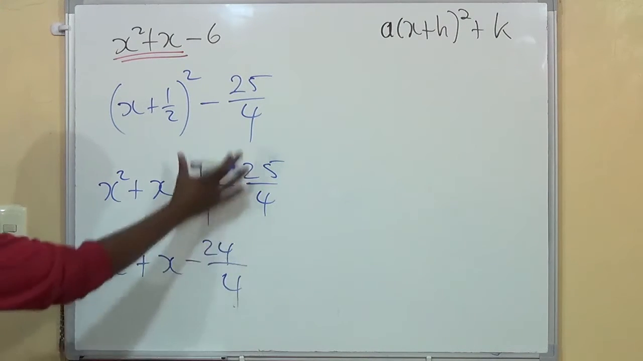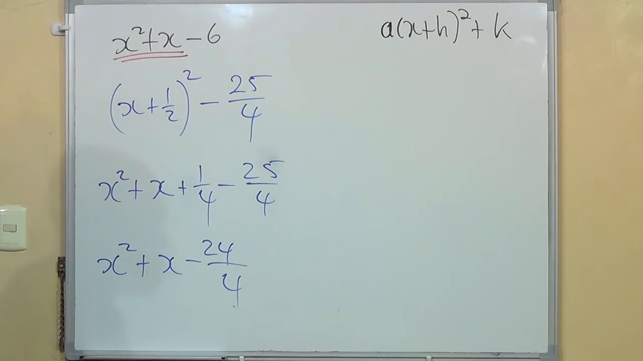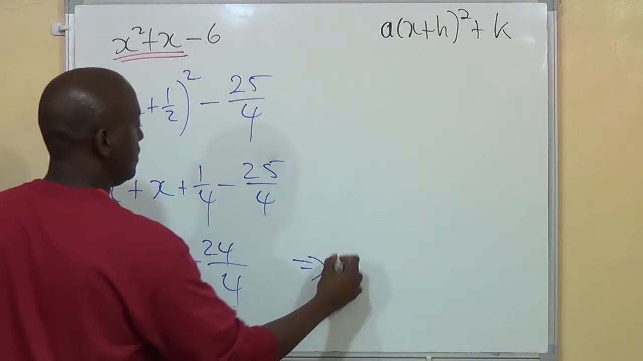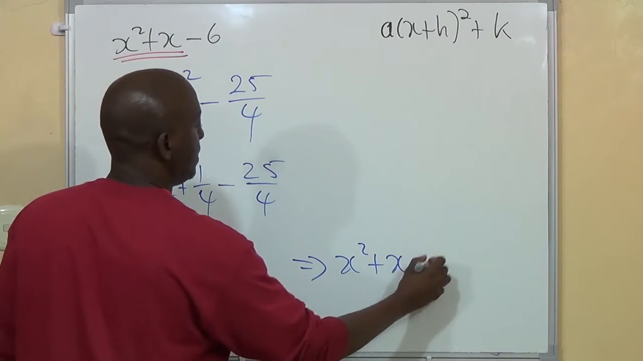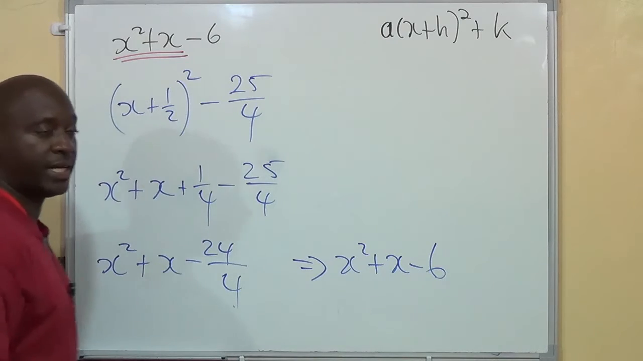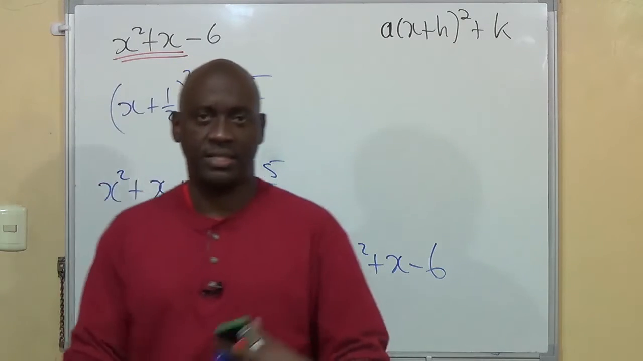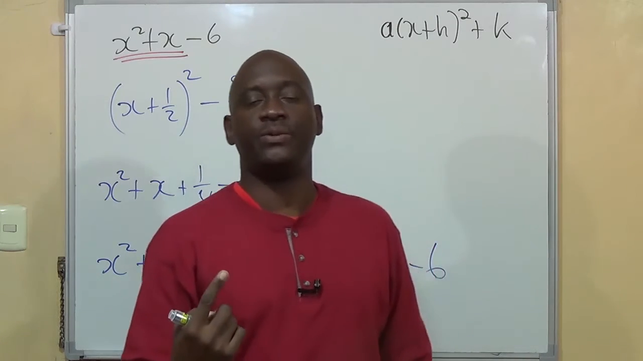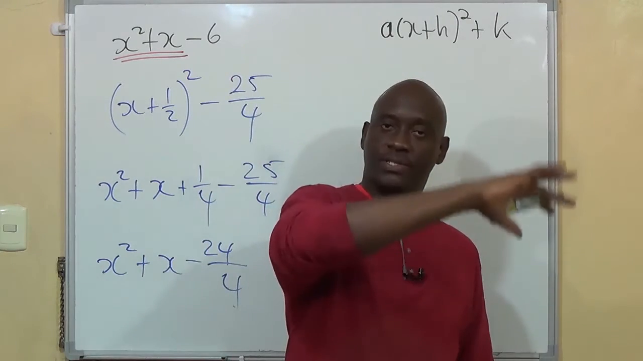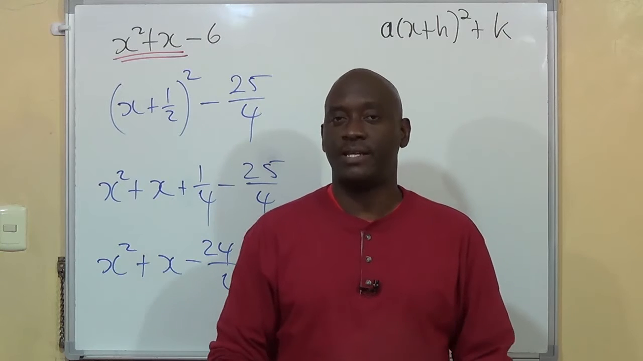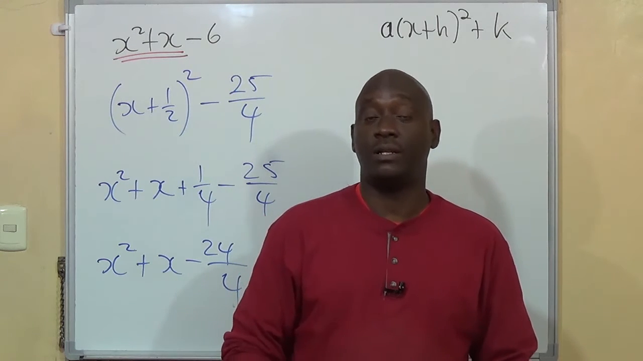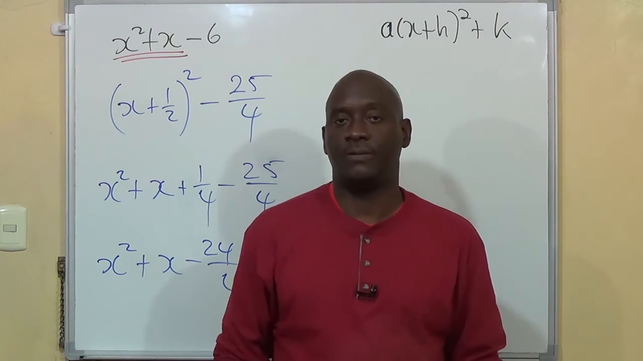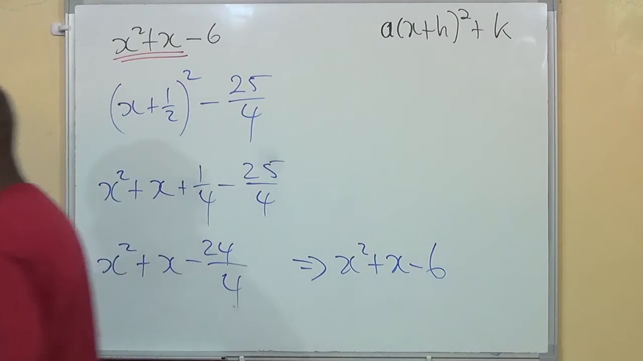Again, you see how important it is to be able to manipulate your fractions. And of course, we know that minus 24 over 4 is, guess what? x squared plus x minus 6. Alright? So again, just for the sake of curiosity and satisfaction, I'm taking the extra step in these videos to work back from the solution to verify that we get the original expression that we started with. So we're going to go straight to the next question now.